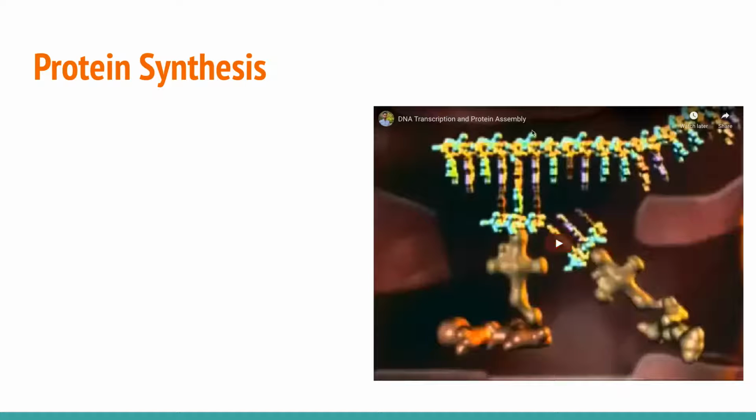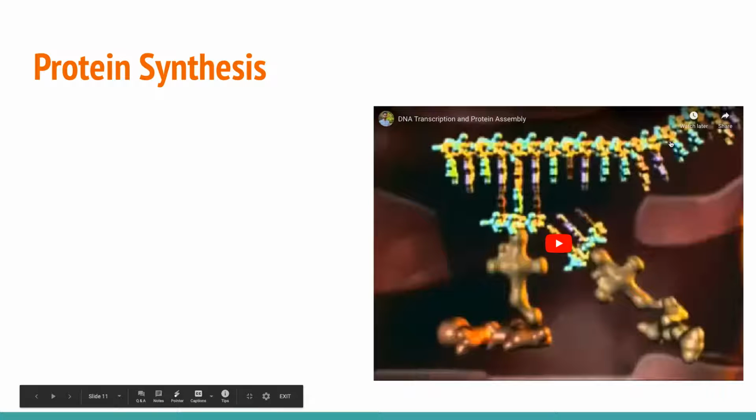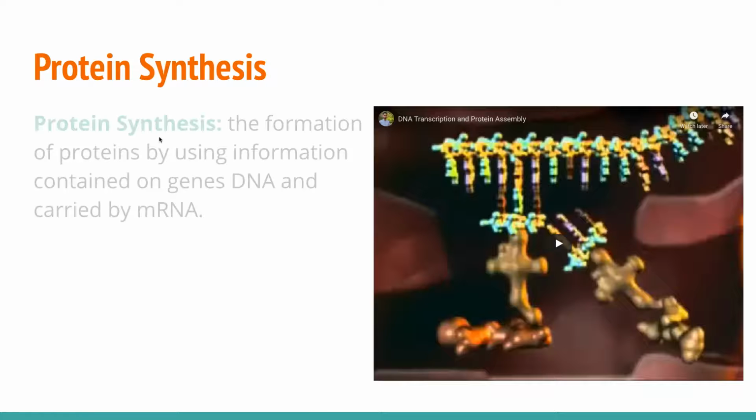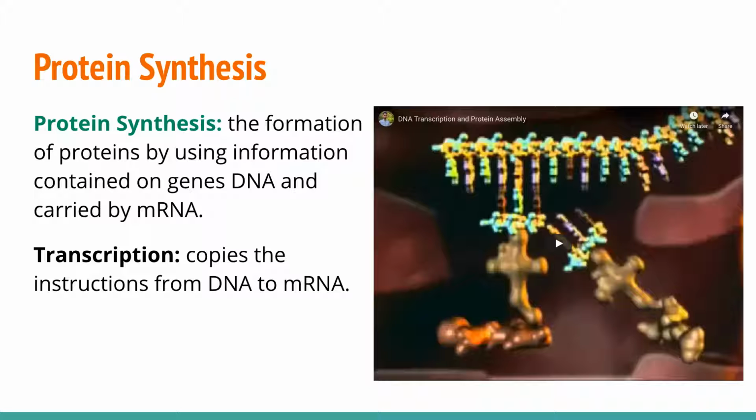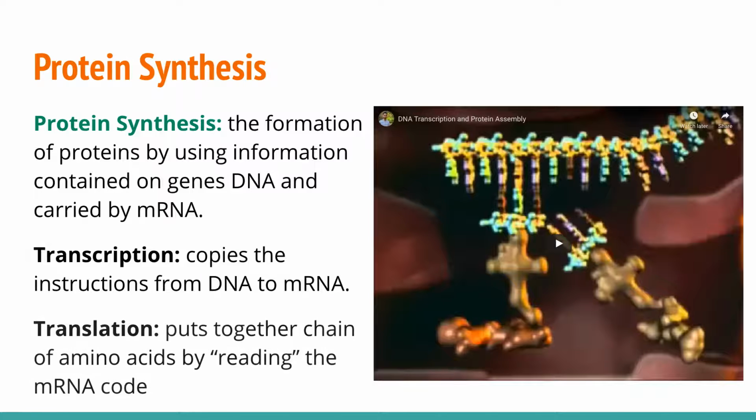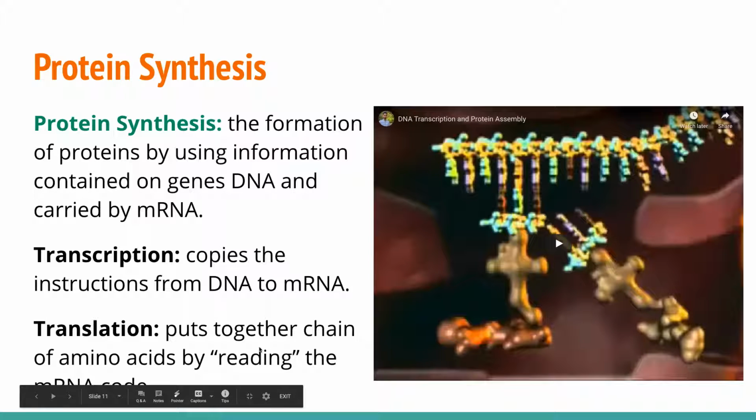So here is a video. I'll let you watch this on your own about DNA and protein assembly. But protein synthesis is the formation of proteins by using information contained on genes, DNA, and carried by messenger RNA. Transcription is when copies of the instructions from DNA get transferred to messenger RNA. Translation puts together the chains of amino acids by reading the messenger RNA code. So remember, DNA is the original blueprint, messenger RNA deciphers it, and then turns it into the code needed to create the proteins.